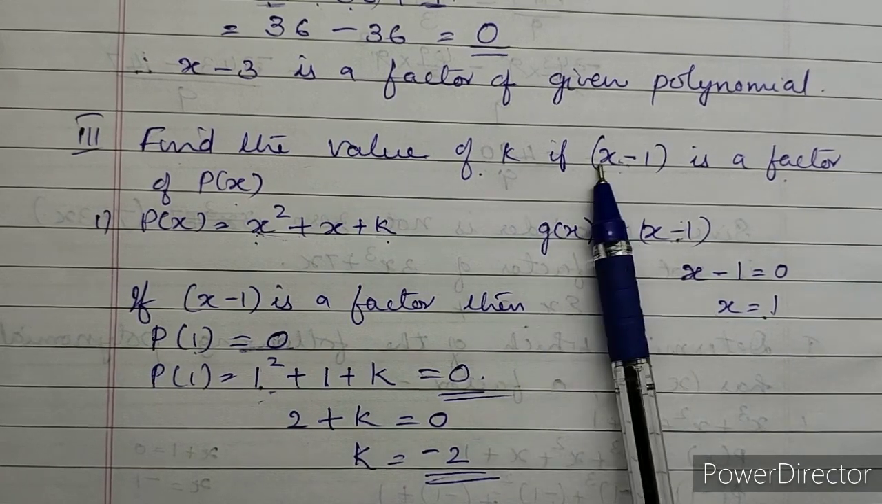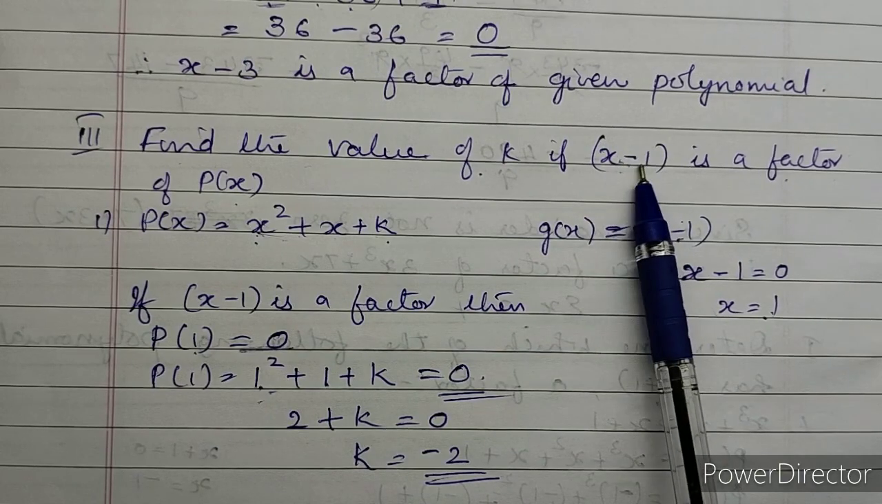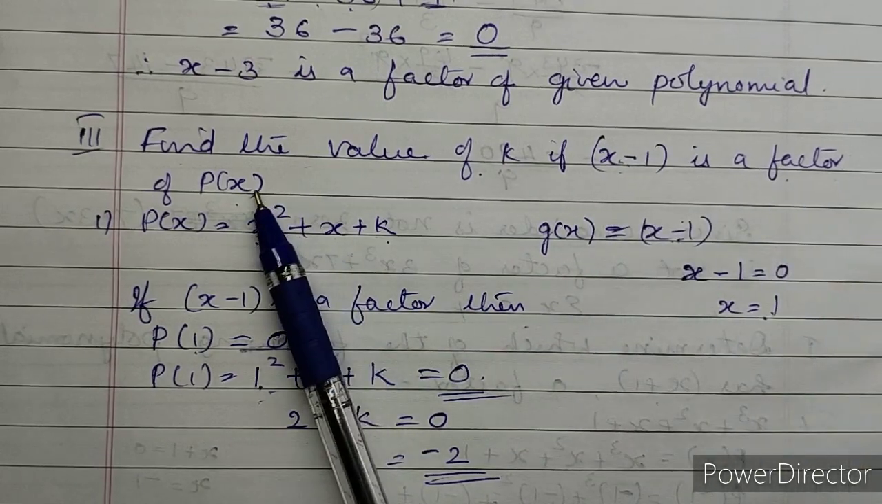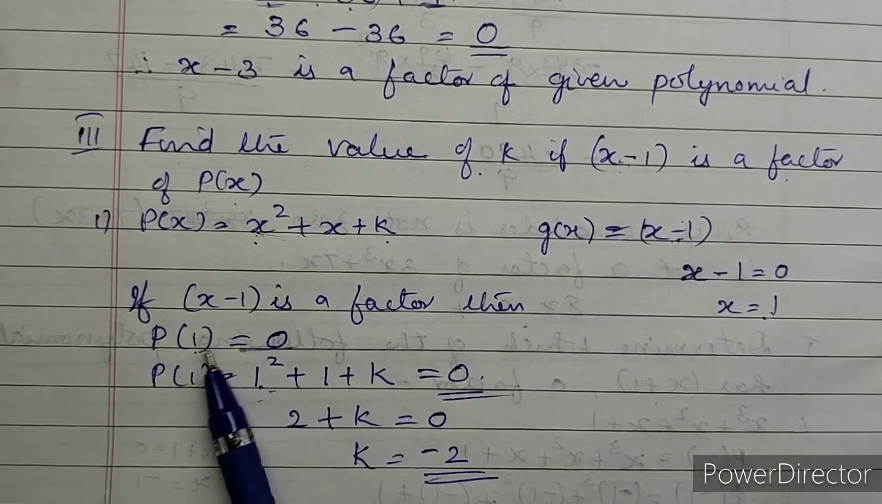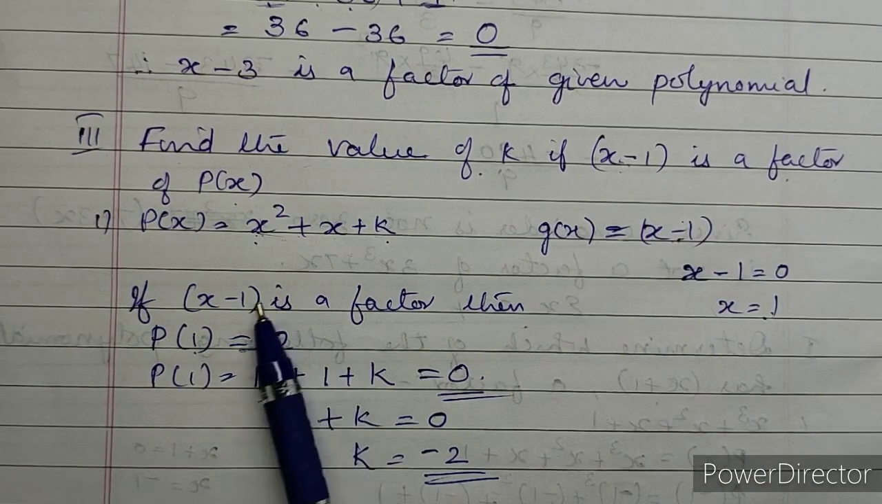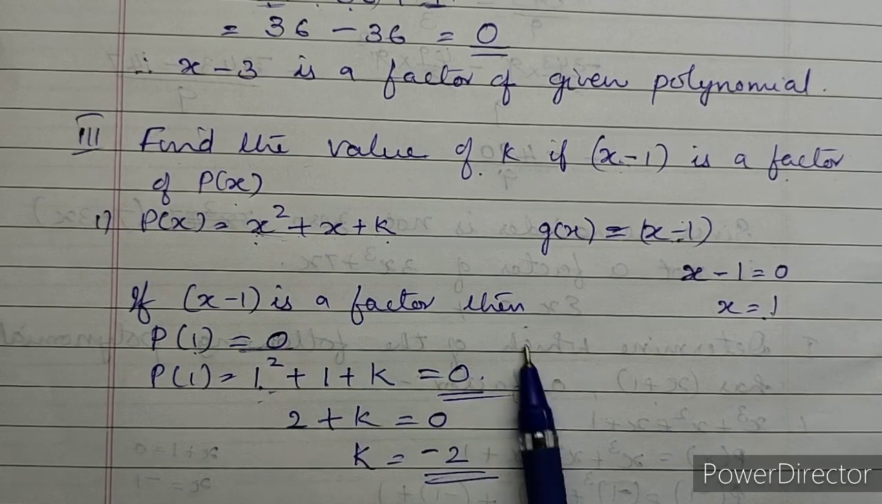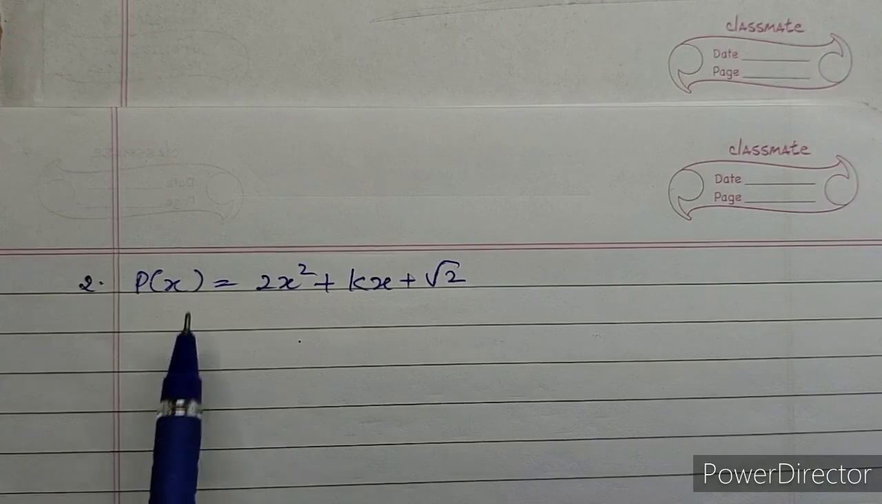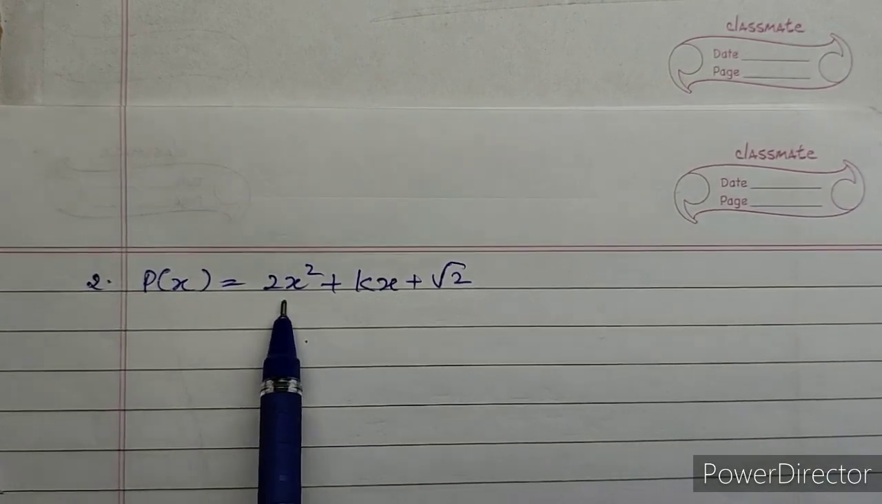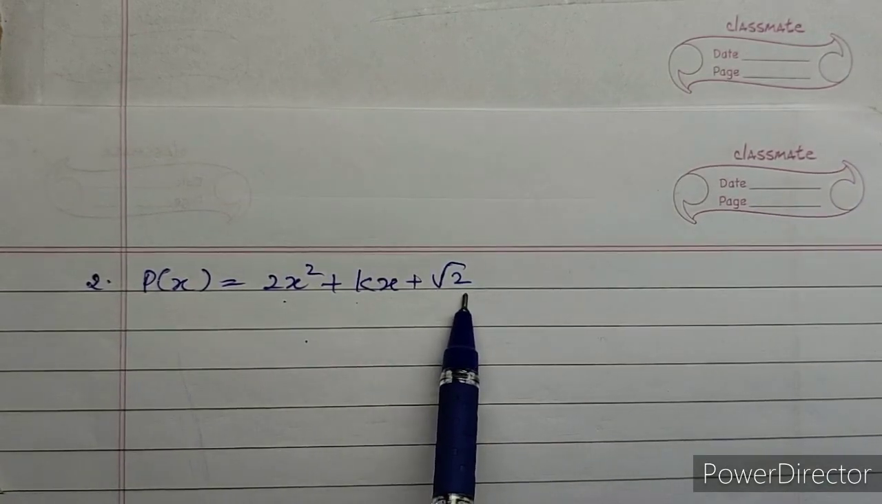So this is the way you have to do. If it is given that the given binomial is a factor of the given polynomial, then you have to put the x value and set it equal to 0. If you don't write equals 0, it means this sum is wrong. Next sum: p of x is given as 2x square plus kx plus root 2.